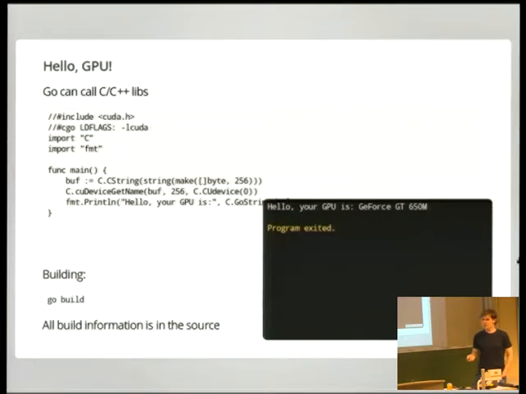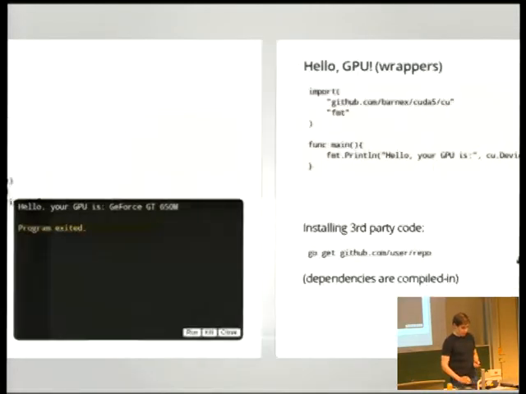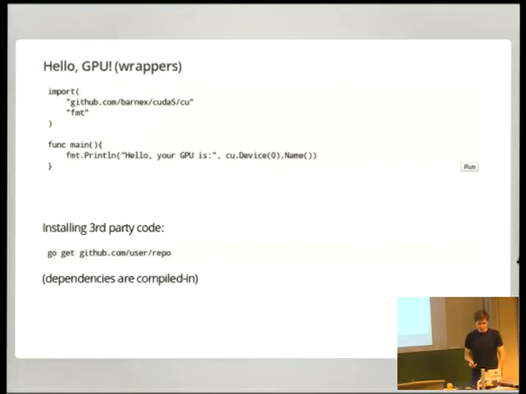Okay, this works, but it's a bit unwieldy. I don't like to write this all the time, and there are also conversions to and from C types and Go types all the time. So what you really want is an idiomatic Go library if you're going to do these things. I've written one for CUDA, and you can find them for other libraries and maybe write them yourself. And Go makes it actually quite easy to import third-party libraries. So you import something by URL.